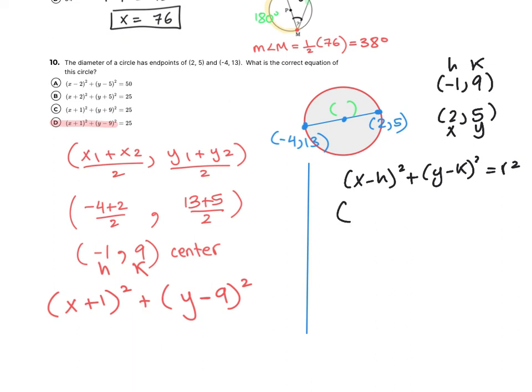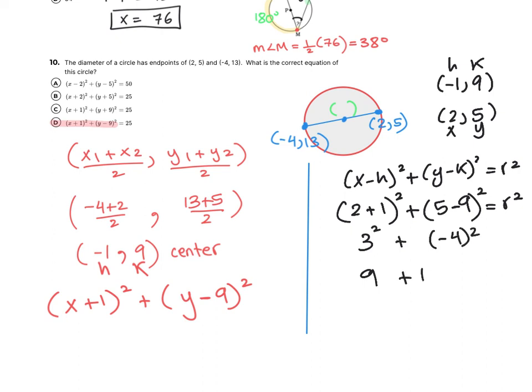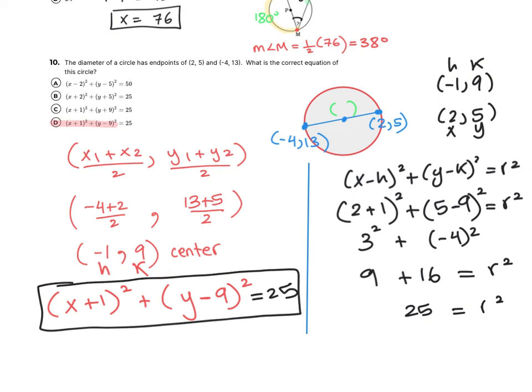So I just fill in the things I know. So x, which is 2, minus h, which is negative 1. So minus negative 1, that's going to give me plus 1 squared, plus y, which is 5, minus the k, which is 9, squared. That's going to give me r squared. 2 plus 1 is 3. 3 squared is 9. 5 minus 9 is negative 4. And if you square that, that's going to give me 16. So r squared is equal to 25. So the equation of the circle is going to be x plus 1 squared plus y minus 9 squared equals 25. So you can actually use the equation of the circle, or you may use the distance formula to help you find the radius.